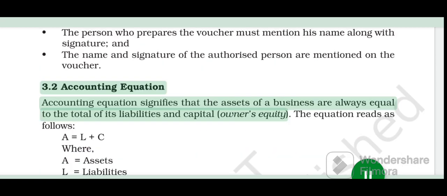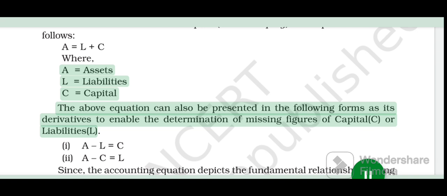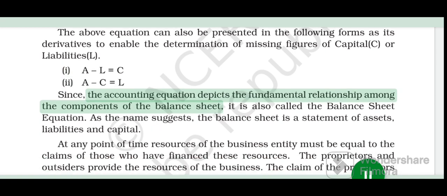3.2 Accounting equation. Accounting equation signifies that the assets of a business are always equal to the total of its liabilities and capital, owner's equity. The equation reads as follows: A equals L plus C, where A equals assets, L equals liabilities, C equals capital. The above equation can also be presented in the following forms as its derivatives to enable the determination of missing figures of capital, C, or liabilities, L. A minus L equals C, A minus C equals L.